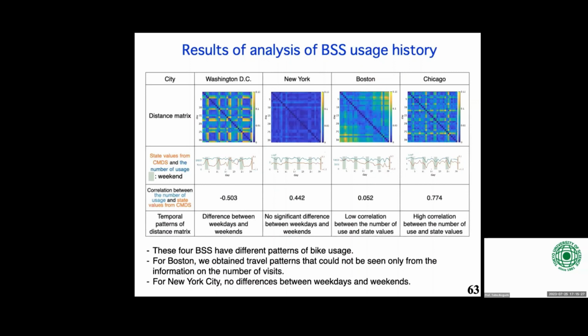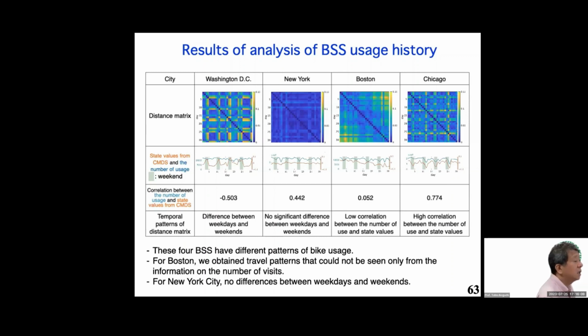So these are the results for BSS in 4 US cities. From left to right: Washington, DC, New York, Boston, and Chicago. We used the data of August 2019, divided the data by day, and created a network for each day. On the top, we show the 4 distance matrices, each of size 31 times 31. First, we see that the pattern of the distance matrix is different for each city.